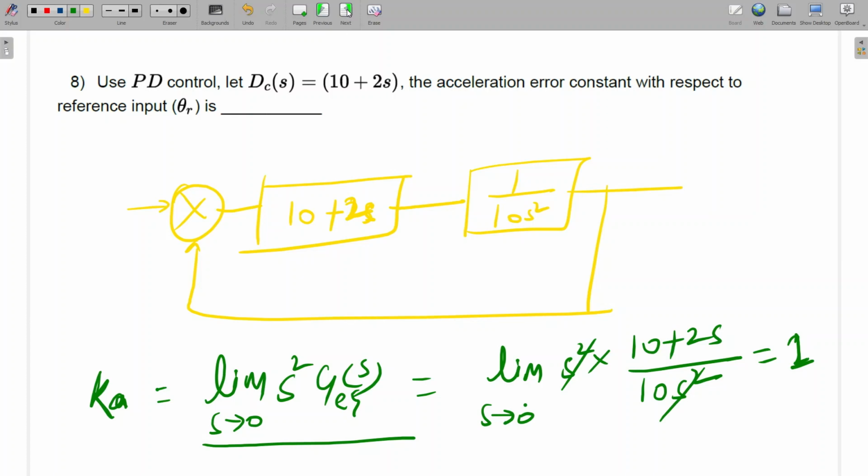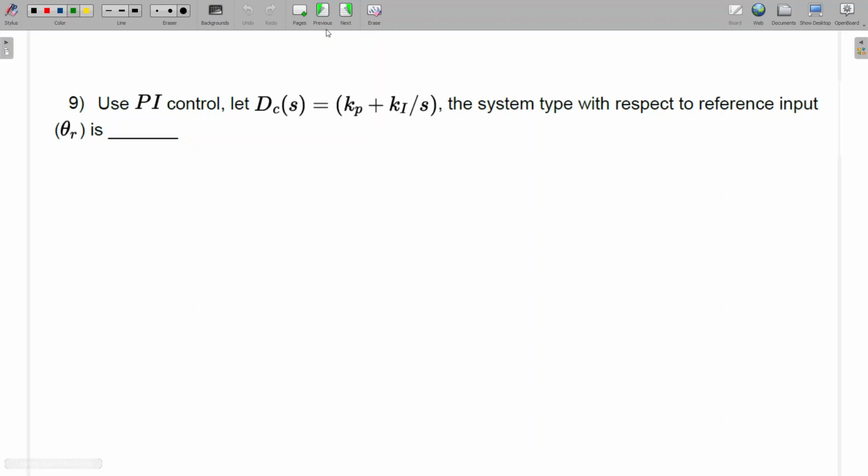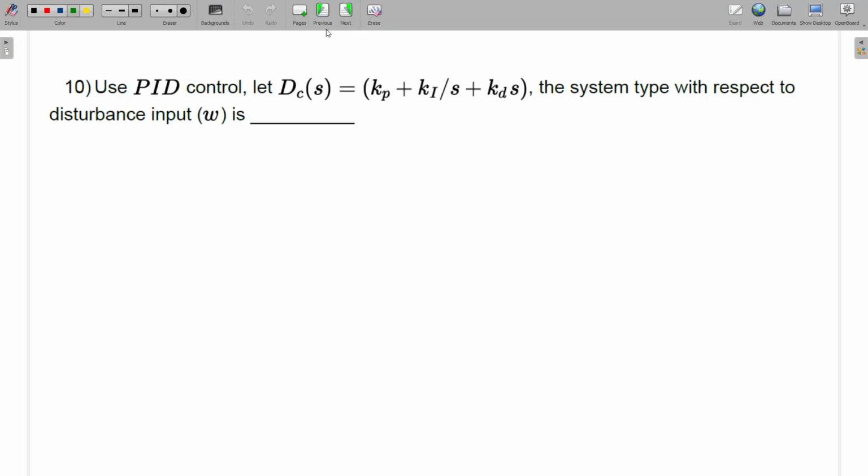Coming to the next question. If we are using a PI controller with respect to response, we have to find the type of the system. So what is the type of the system? Can anyone of you tell? Number of poles at origin will define the type of the system, sir. Okay.